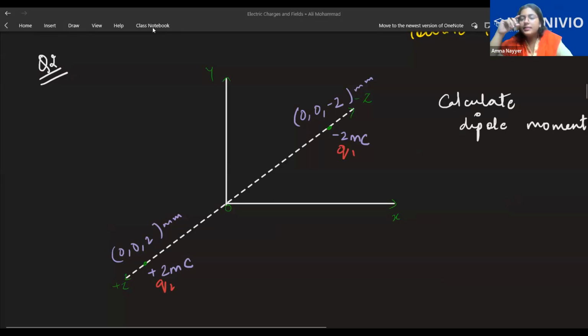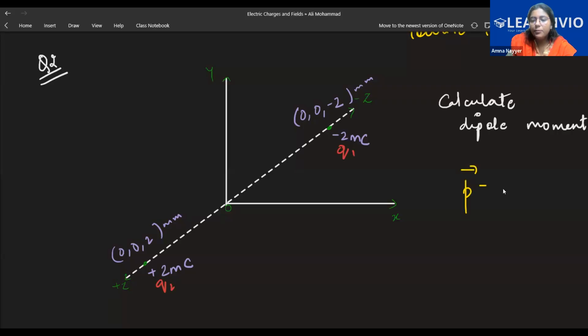Okay, see, this is the second question. Here we have to calculate the dipole moment. Now, the charges are not given directly, they are present on the z axis. And for both the charges, the coordinates are given instead of the separation. So, for the dipole moment, you take the charge and multiply it with the separation, that is 2a.